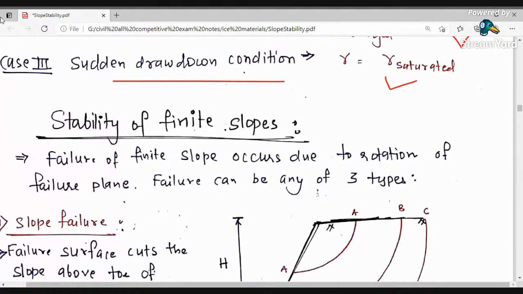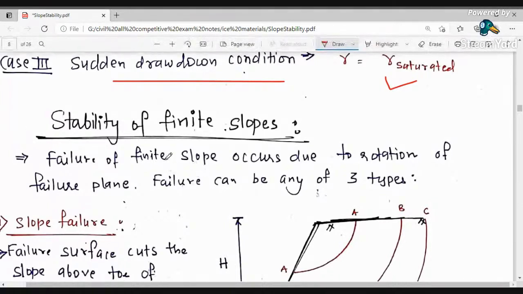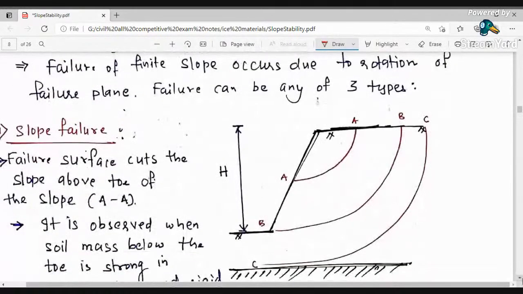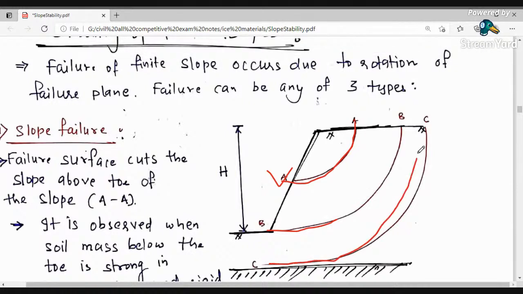Then coming to the stability of finite slopes, failure of finite slopes occurs due to rotation of the failure plane, and the failure can be of three types. These are important for MCQ type questions. One failure is in the top portion, another is in the bottom portion, and another is in the hard stratum portion. So we have three failures: A, B, C.